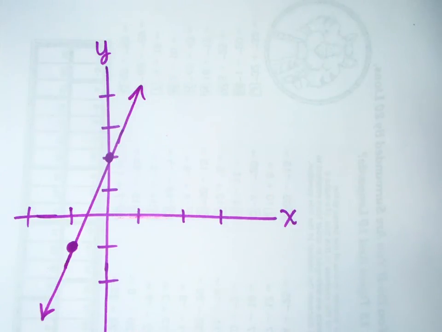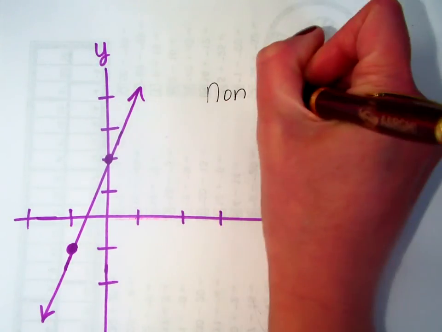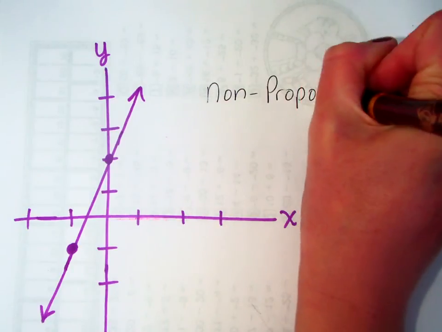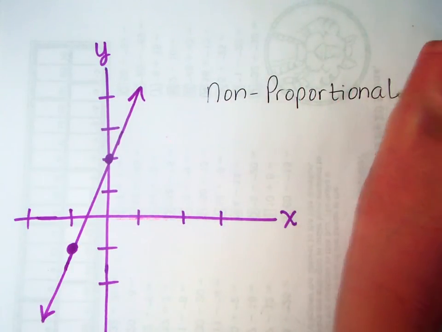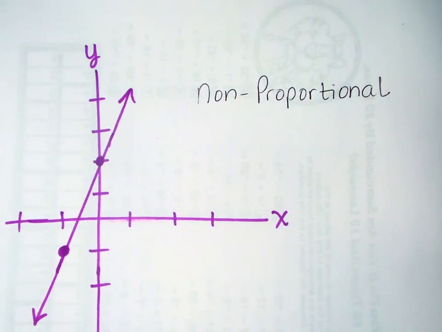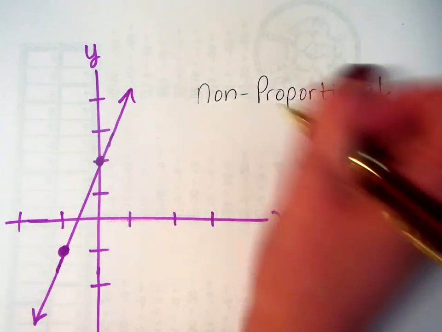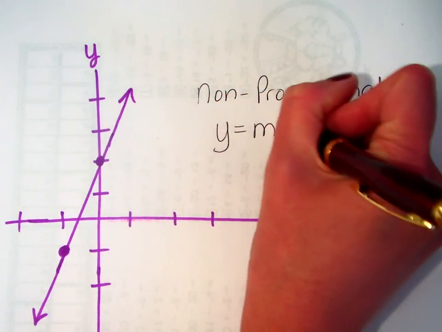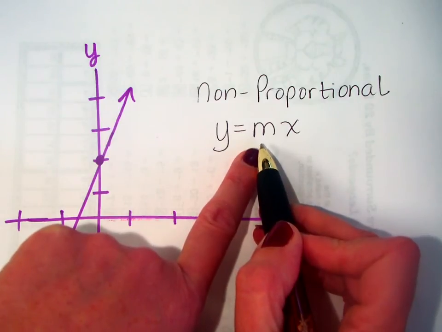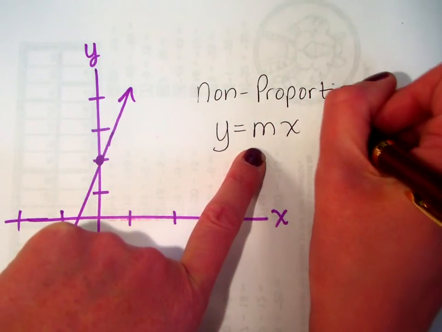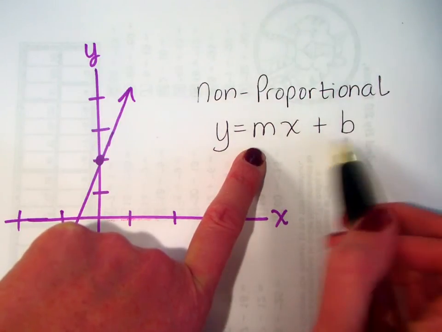Now this one, does this one go through the origin? No. So this is not proportional. We would say that that would be a non-proportional graph. Okay, the equation for a non-proportional graph is really close. It starts off the same way with our y equals mx, so it has the slope in it again. But then it's going to have one more number added on the end, plus b here. So y equals mx plus b.